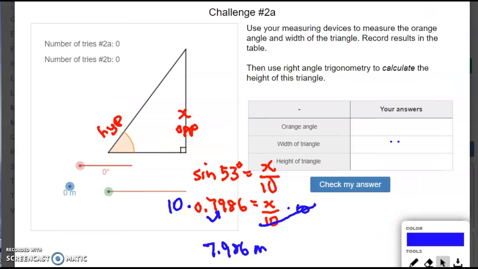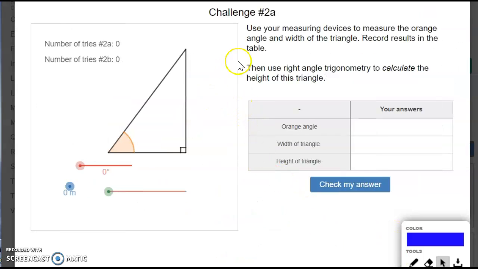Then let's move on. All right, then this time use your measuring device to measure the orange angle and the width of the triangle. Width is this distance, right? And record the results in the table, and then use right triangle trigonometry to calculate the height of this triangle. So again, we're looking for height, but we can measure some of these measurements. So let's figure out what the angle is.